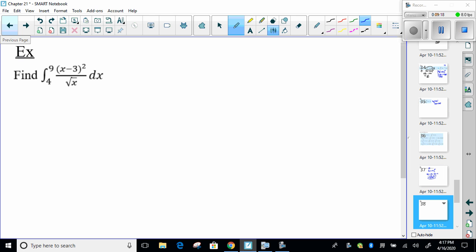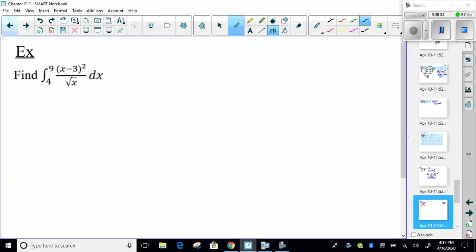Okay, last one. I changed the integral. I am going from 4 to 9. I can't remember if I changed it on the note sheet before I sent it out, but I did that because of the numbers that we end up getting in the problem. Okay, so we're going from 4 to 9 of this function.